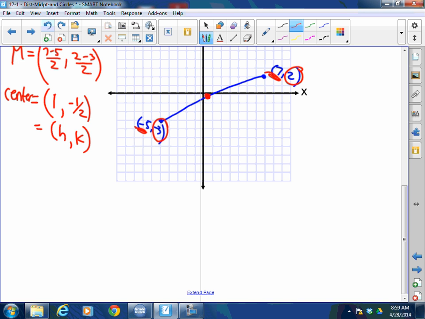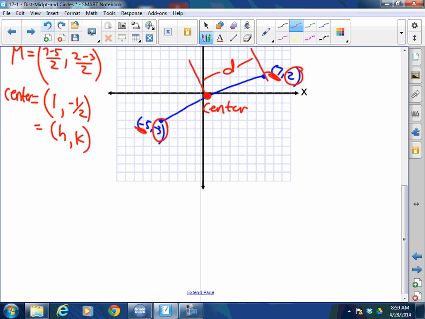I'll do it that way if you want, but if I were you guys, I would do the easier way. The distance, if this is my center, wouldn't it be easier to find this distance right here? Wouldn't that be the radius? As opposed to finding the whole distance and then dividing it by 2? Why would you want 2 steps instead of 1 step?